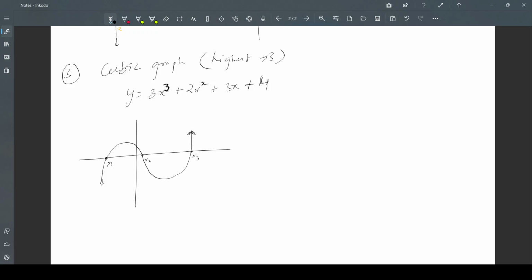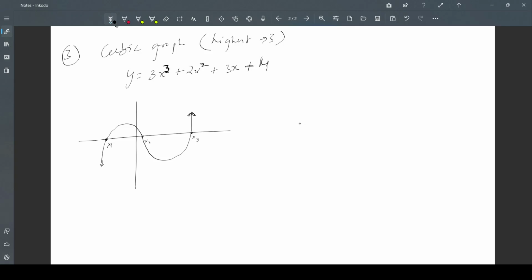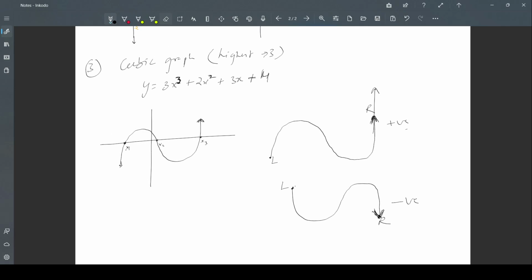And this is a positive graph. How to identify it's positive? This graph is going like this, and this is the right side, so this is the left. If the right hand side goes up, it's a positive graph. Okay, and in the same way, if the right hand side goes down, according to my drawing, this is the right hand side, this is the left, right. I'm starting from the left and going to the right. So if the right hand side goes down, this will be a negative graph. Okay, so this is how it looks like. Let me give you a proper diagram here.